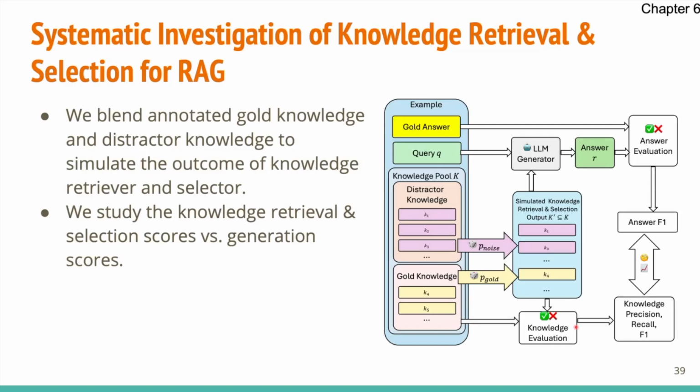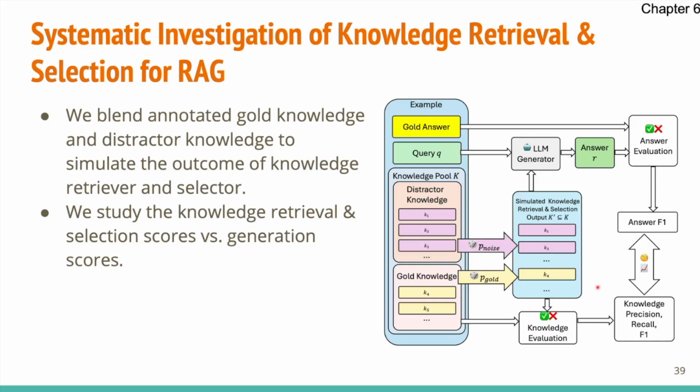In this RAG simulation experiment, we are given a dataset with human answers and human-annotated gold knowledge. For each example, we sample gold knowledge and distractor knowledge, and then blend them together to simulate the output of a knowledge retriever and selector. And then we study the knowledge retrieval and selection scores versus the generation scores.